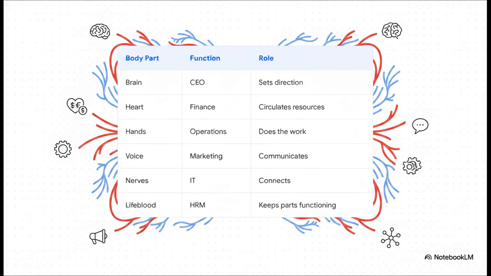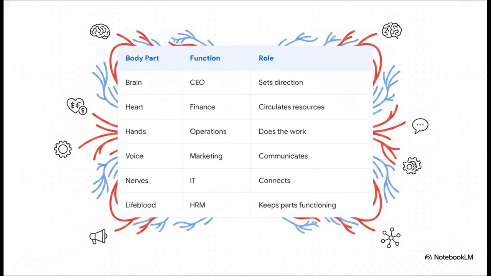Imagine an organization as a human body. The CEO is the brain, setting the overall direction. Finance is the heart, pumping financial resources. Operations are the hands, doing the heavy lifting. Marketing is the voice, speaking directly to customers. IT is the nervous system, connecting all the parts together. But human resource management, HR, is the lifeblood.